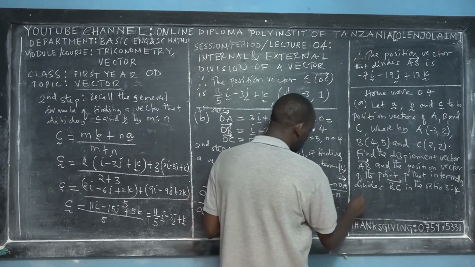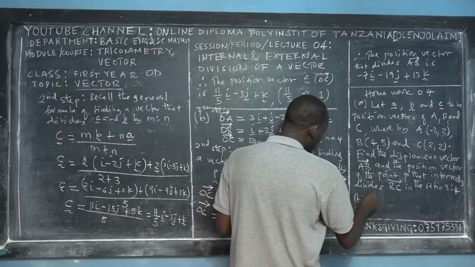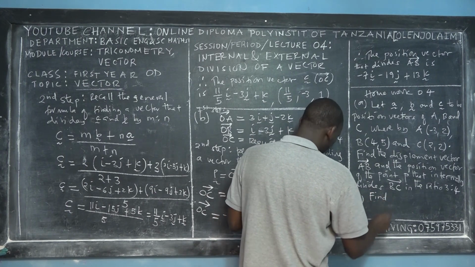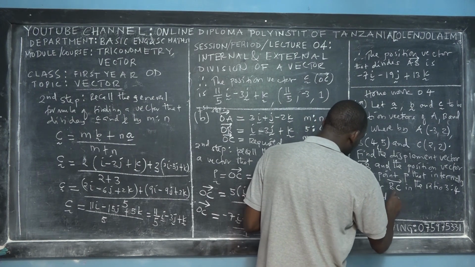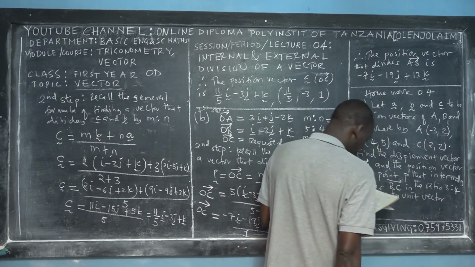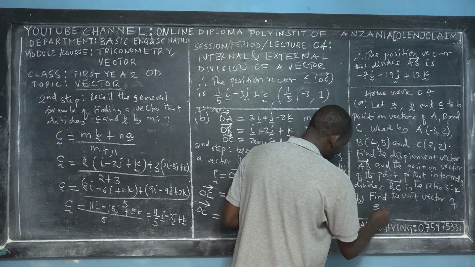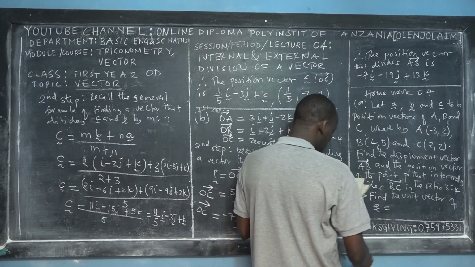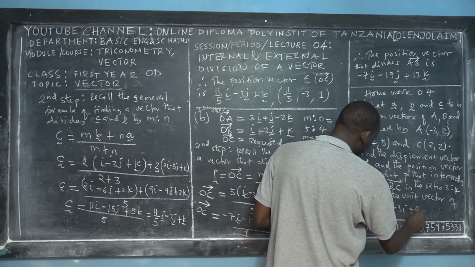Then B is testing you about the concept we covered in lecture 3. Find the unit vector of position vector A, very simple. The simplest equation. You get the 3i plus what? 4j.